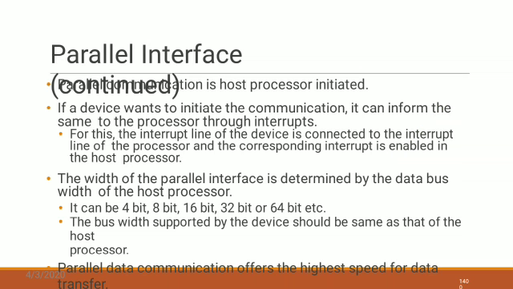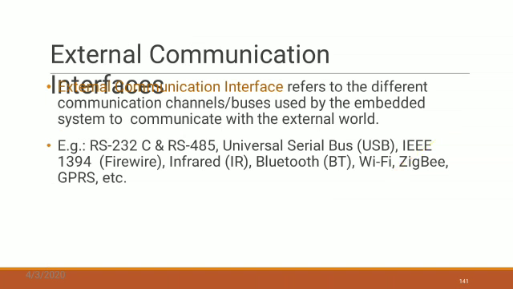The width of the parallel interface is determined by the data bus width of the host processor. It can be 4, 8, 16, 32 or 64 bits. The bus width supported by the device should be the same as that of the host processor. Parallel data communication offers the highest speed of data transfer. Obviously, parallel data means multiple data bits, 8 or 16 or 32 bit data, will communicate at once in a single clock cycle, whereas in serial data communication it happens bit by bit.